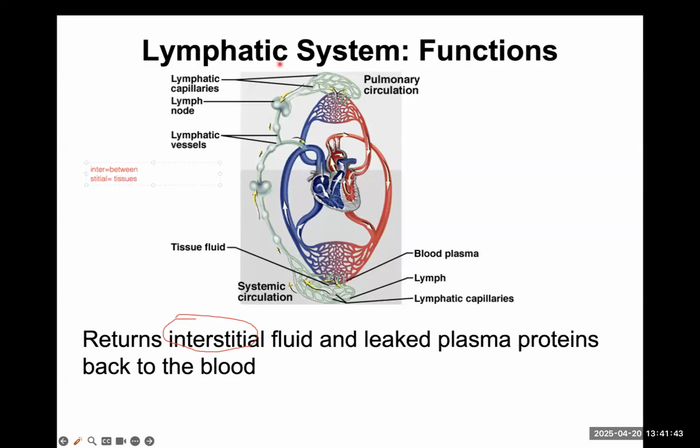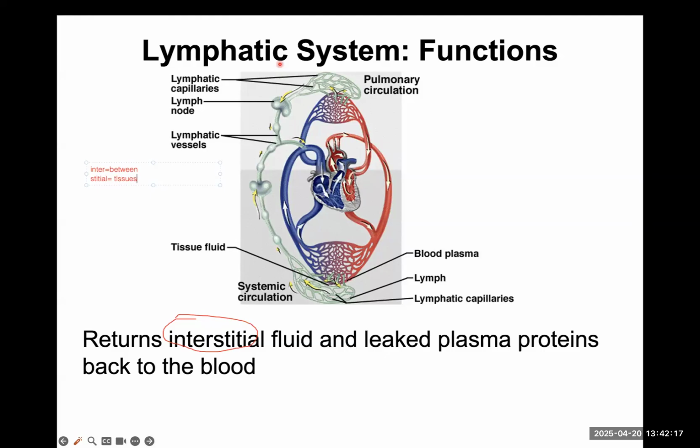When this fluid leaks out of your blood vessels, it ends up between your cells, your tissues, and your muscle tissue and things of that sort. That would be bad unless you can return this fluid back to the circulatory system, and that's the job of the lymphatic vessels. They absorb all the interstitial fluid and return it to the circulatory system. They move it back towards the heart and dump it back into the heart.